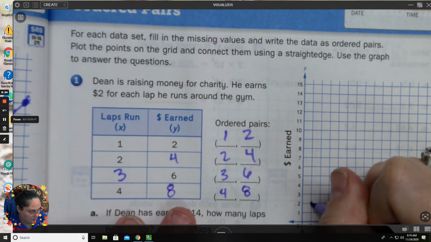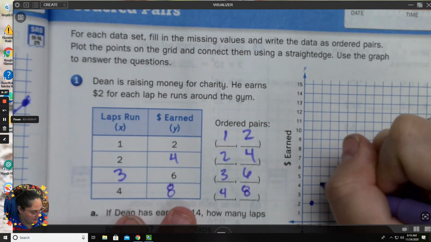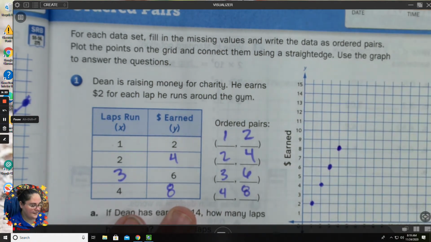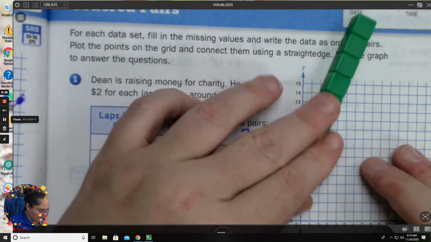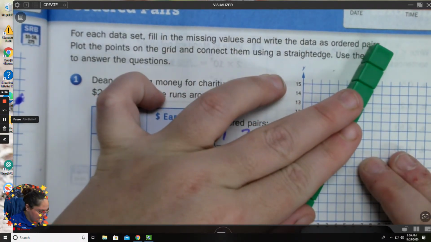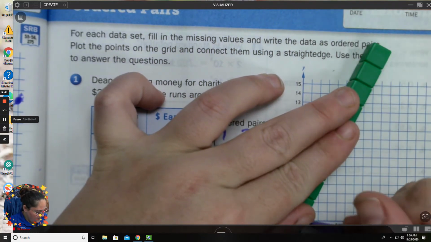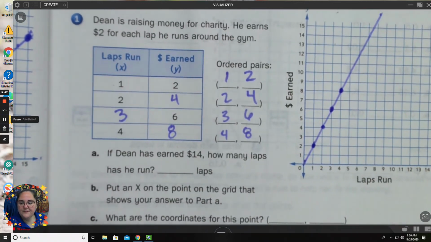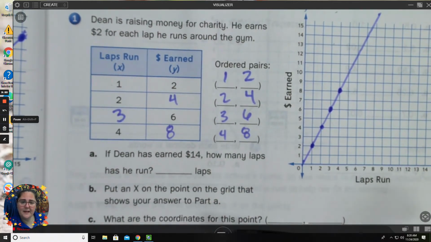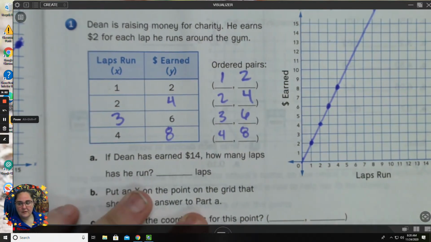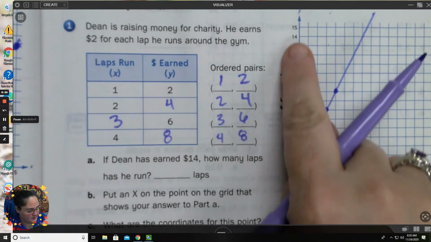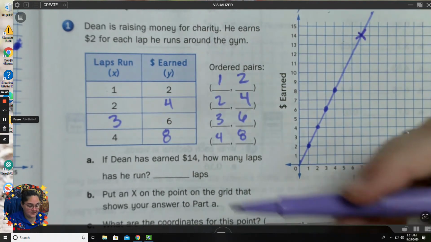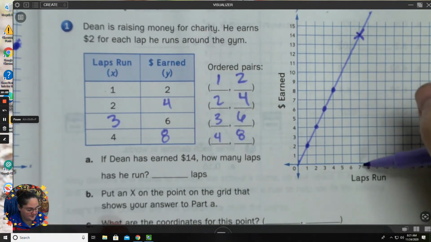1, 2. 2, 4. 3, 6. 4, 8. That's what your picture should look like. I'm going to use my little straight edge. I'm just going to use this to help me out because that is just something that helps me. There we go. So if Dean has earned $14, how many laps has he run? For this one, I'm going to go up to 14, go over to see where it matches, and then I'm going to put my X because that's what it says to do. Then I'm going to find my answer, 7.